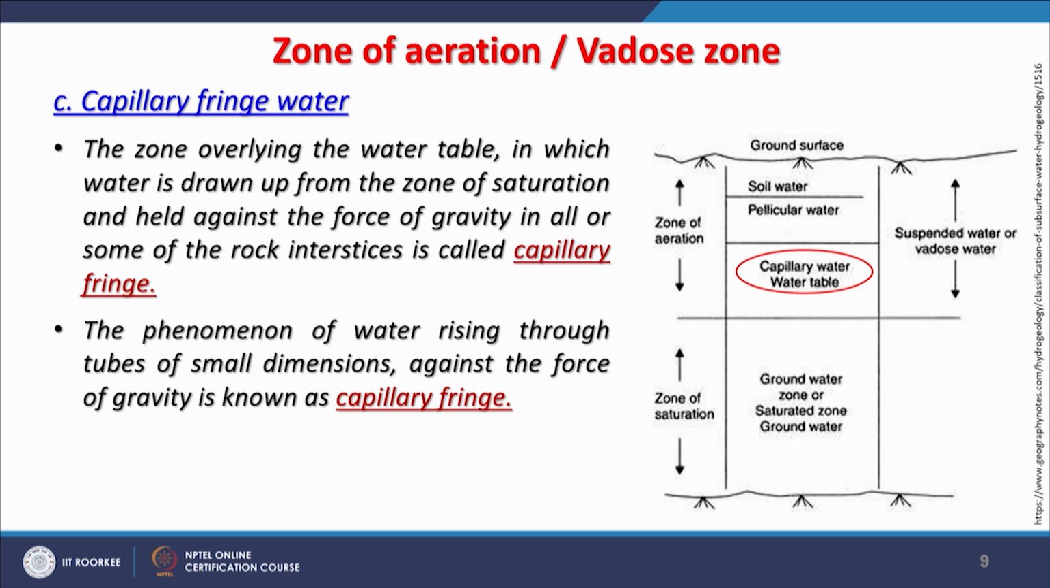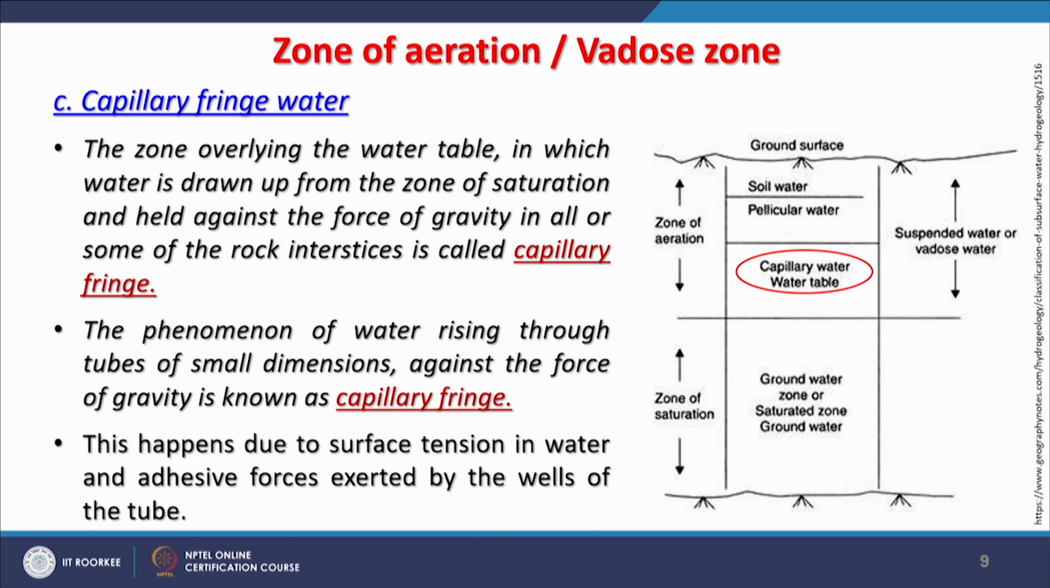So the phenomenon of water rising through tubes or capillaries of small dimensions, against the force of gravity, is known as the capillary fringe. This plays a very important role, as in the example I have just given, and it happens due to the surface tension in water and adhesive forces exerted by the walls of the tube. The tubes are so tiny that the surface tension and the walls of the tubes help the water to go up.